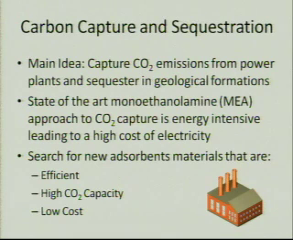Now, the main idea of carbon capture and sequestration is to capture our carbon dioxide emissions from these power plants and sequester them in geological formations. The current state-of-the-art monoethanolamine, or MEA, approach to carbon dioxide capture is really energy intensive, since you have to break down chemical bonding between these MEAs and carbon dioxide when you want to release them.